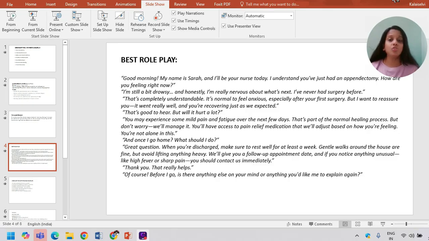Then, if you see the structure and flow, here each and everything is addressed in a very natural way and clearly. The nurse pauses, asks questions, and checks understanding then and there. And the response is based on what the patient says, not just what the card says, right? It is very fluent, clear, and appropriate language has been used. Medical terms are explained in simple words. So, giving all these reasons, this example serves as the best role play.